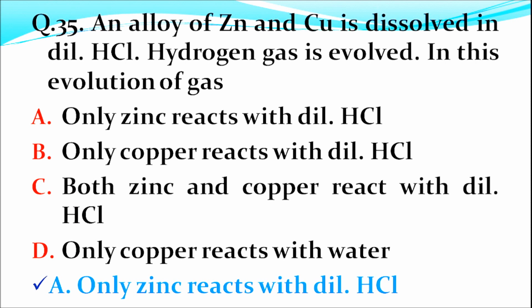Next question. An alloy of zinc and copper is dissolved in dilute HCl. Hydrogen gas is evolved. In this evolution of gas, what is the option? Option A, only zinc reacts with dilute HCl. Option B, only copper reacts with dilute HCl. Option C, both zinc and copper react with dilute HCl. Option D, only copper reacts with water. The correct answer is option A, only zinc reacts with dilute HCl. That means when an alloy of zinc and copper is dissolved in dilute HCl, only zinc reacts and hydrogen gas is evolved.